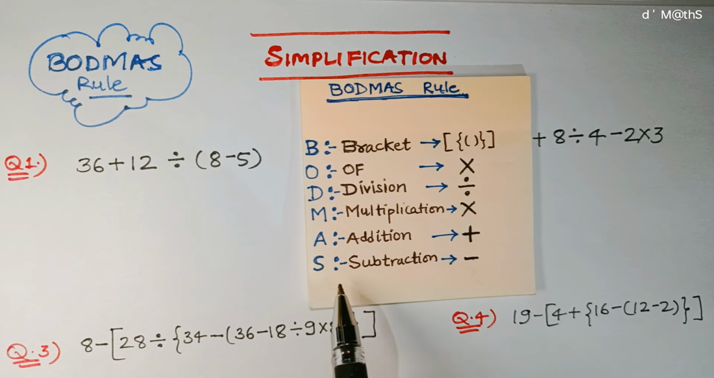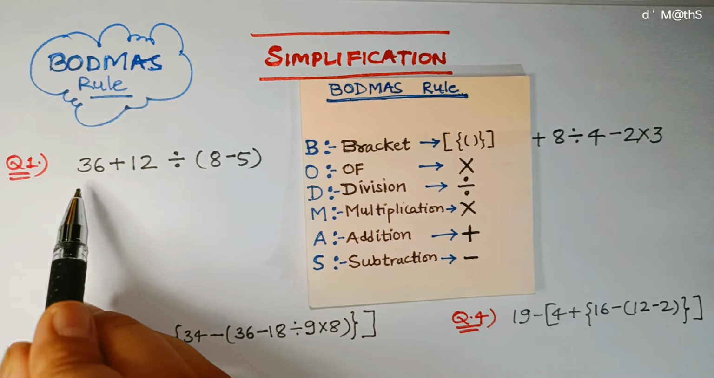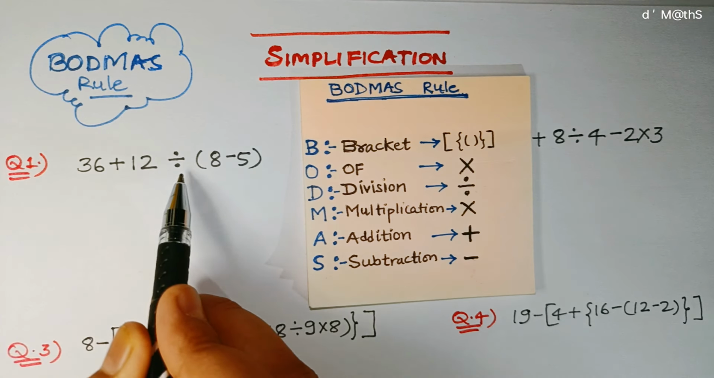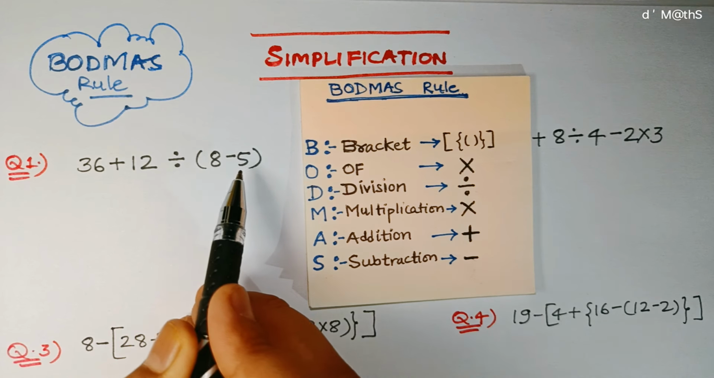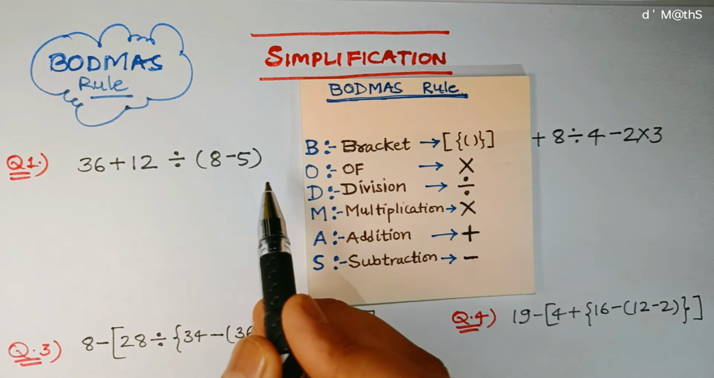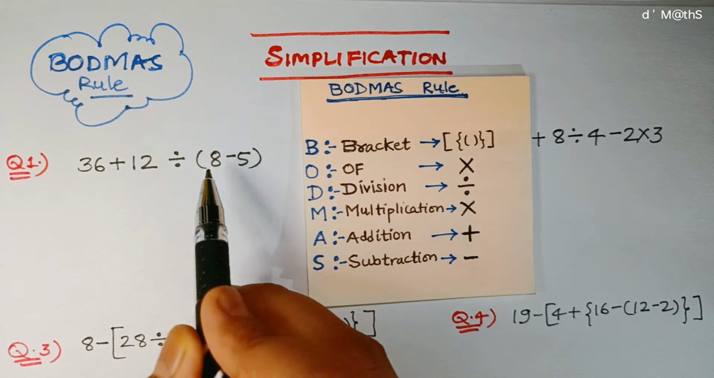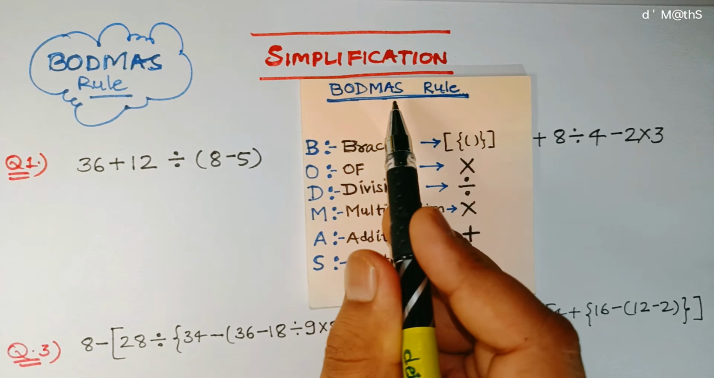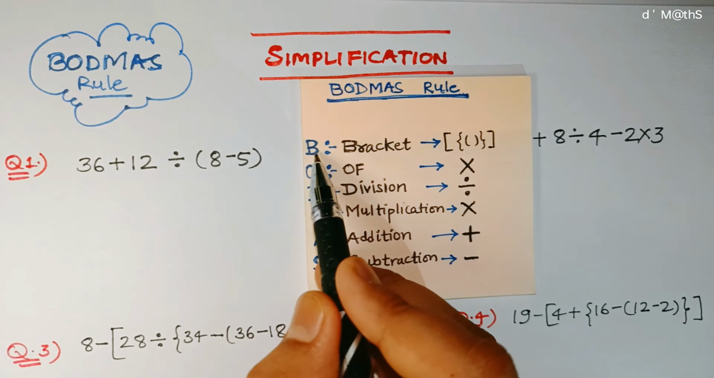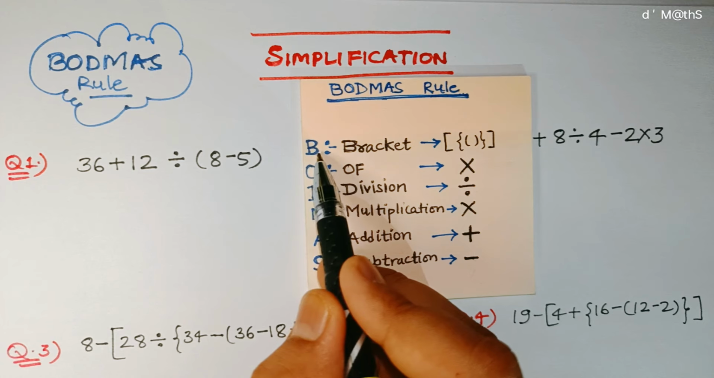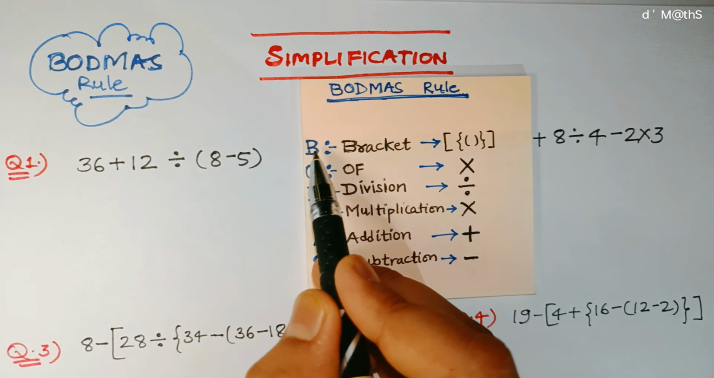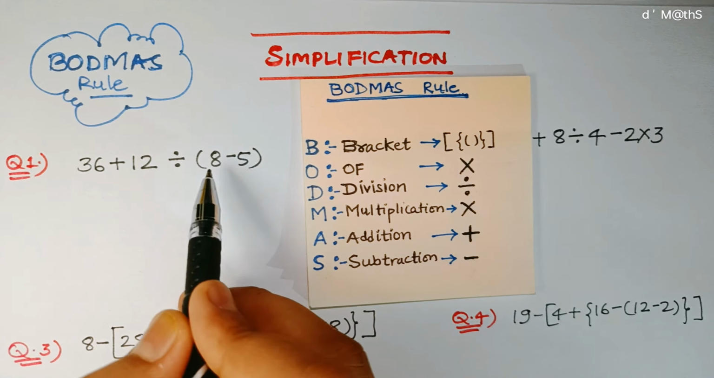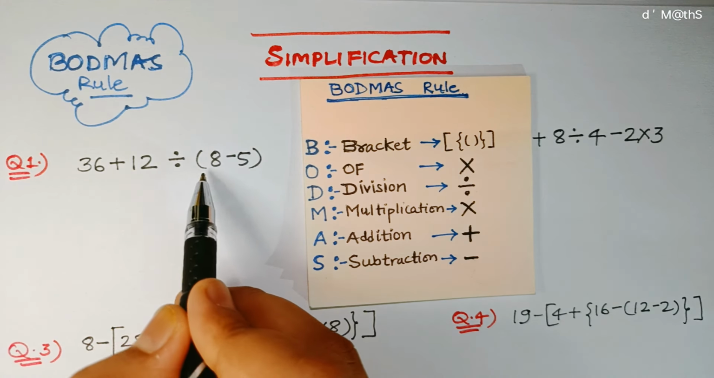In the first question the value is 36 plus 12 divided by the bracket 8 minus 5. I have told you the first operation is B. The rule itself says BODMAS, so first of all you have to solve the B, that is the bracket. Here 8 minus 5 is given under the bracket, so you first solve this term.